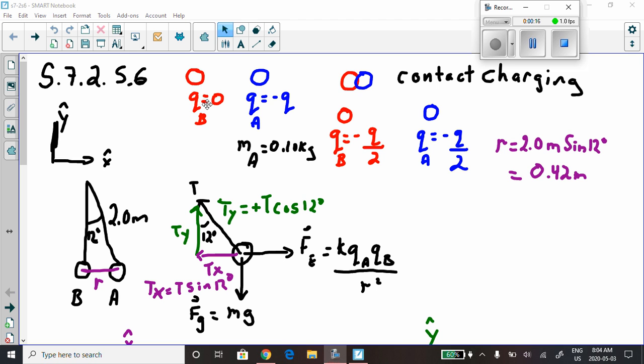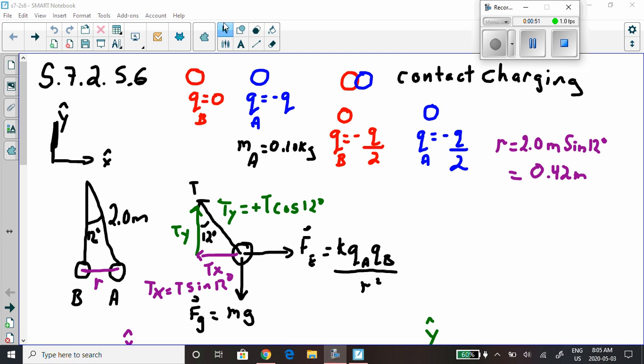Now, let's look at these charges. Initially, QB is 0. That has no charge. And initially, QA is a charge negative Q. Then they come into contact, so we have contact charging. So the charge is shared. After the contact, QB now has a charge of negative Q over 2, and QA has a charge of negative Q over 2.